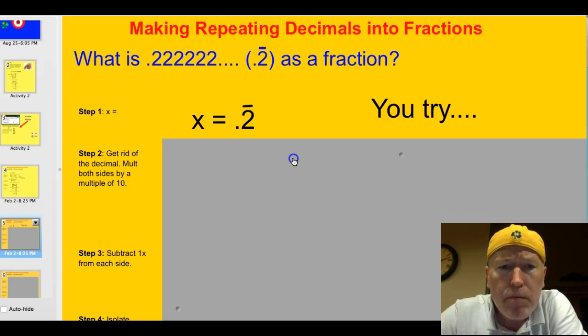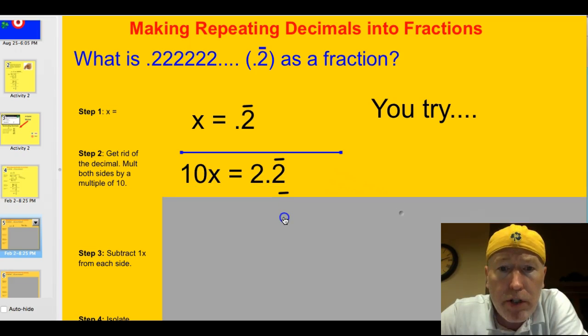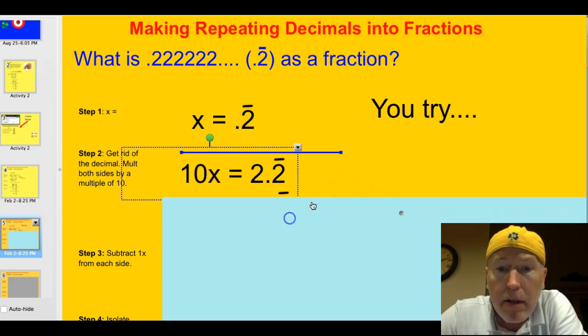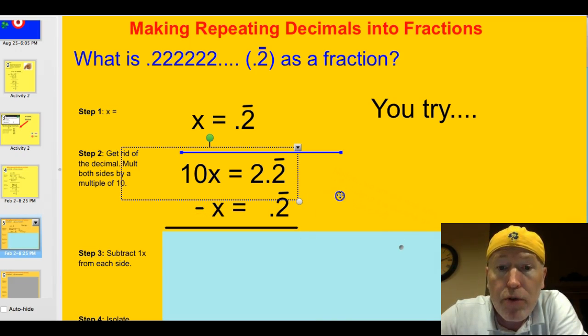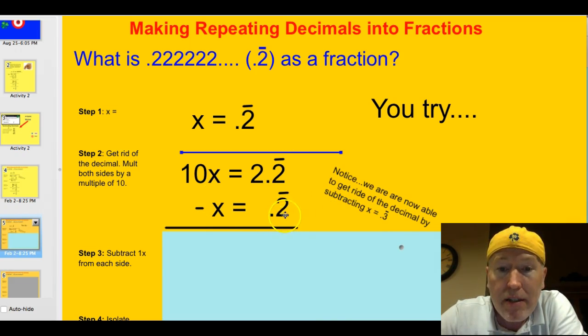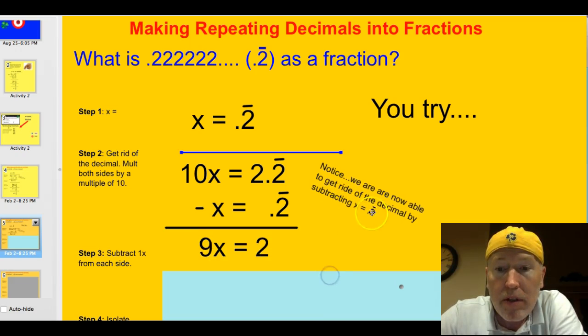All right, let's move on here. Did you multiply both sides by 10? Just move that decimal one spot. Did you subtract 1x? You'll notice that now when we do that, this is supposed to say 0.2, but when you do that, we end up getting 2 all by itself.